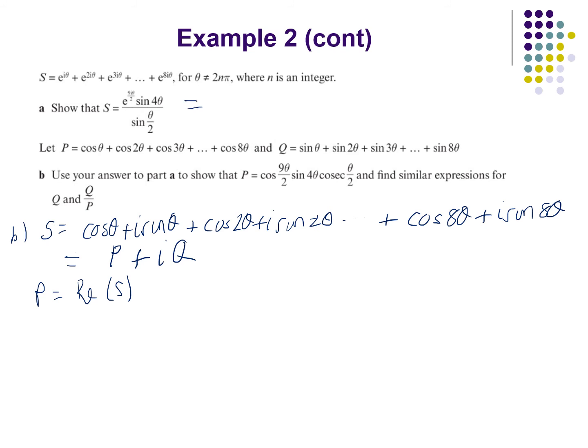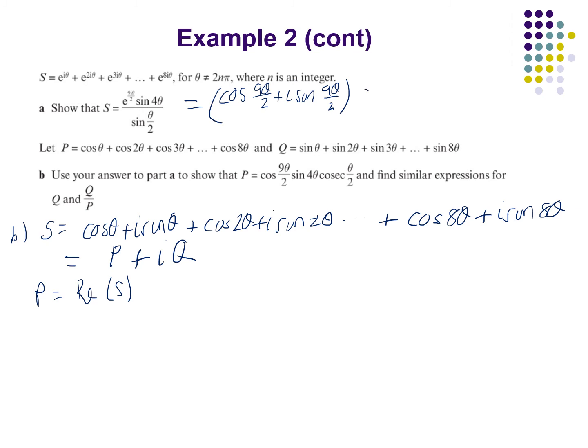Okay, now up here, sine 4 theta is just a number. And sine theta over 2 is just a number. The thing that I can split is my e to the 9i theta over 2. I can write that as cos 9 theta over 2 plus i sine 9 theta over 2.